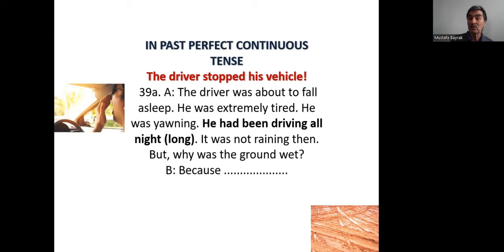Last Monday, the ground was wet. So there is evidence. For example, last Monday at 9 o'clock, the ground was wet. Why was the ground wet? It was wet because it had been raining, okay? It had been raining all night long, although it was not raining at 9 o'clock. It is also used in this way. This is a detail.